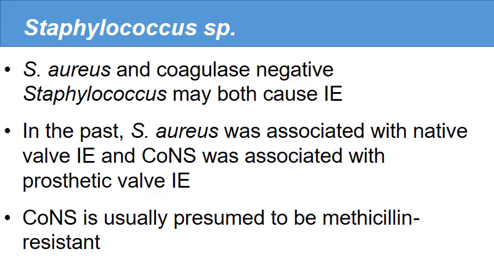Also, it's important to note that coagulase negative staphylococci are usually presumed to be methicillin resistant. About 50% of Staph aureus strains are methicillin resistant, but the prevalence of methicillin resistance in coagulase negative staphylococci is so high that we typically can assume that you can't use typical beta-lactam therapy for coagulase negative staphylococcus.